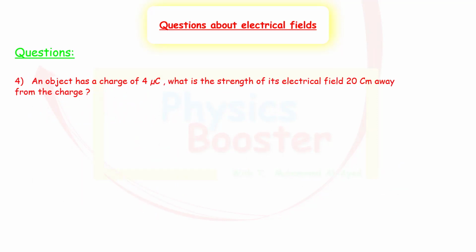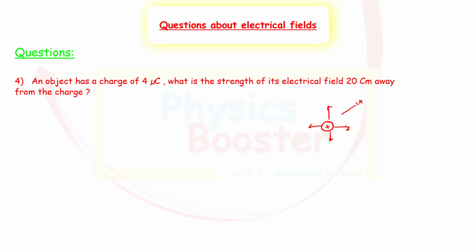An object has a charge of 4 microcoulombs. What is the strength of its electrical field 20 centimeters away from the charge? So let's try to solve this one here. Imagine that this is the charge. It's a positive charge, and this is where we want to find the electrical field. We know that the electrical field goes in all directions equally for a positive charge, and it's leaving the charge, as we can see here.